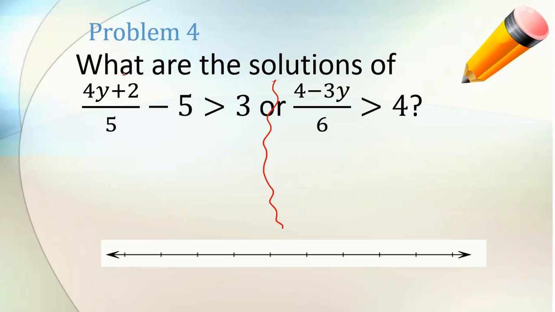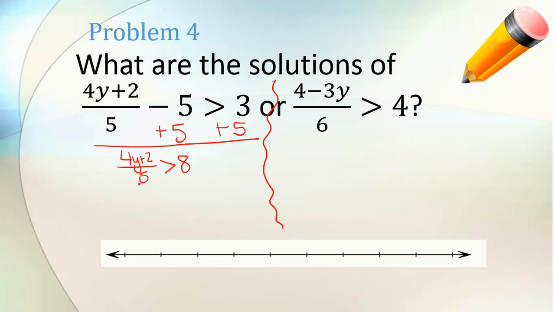So, very first thing, I can't touch this guy, right? Because these are all kind of attached to the y. We got to kick this negative 5 out. He was the last person to join this party. So let's add 5 to both sides. We're going to be left with 4y plus 2 divided by 5 is greater than 8.